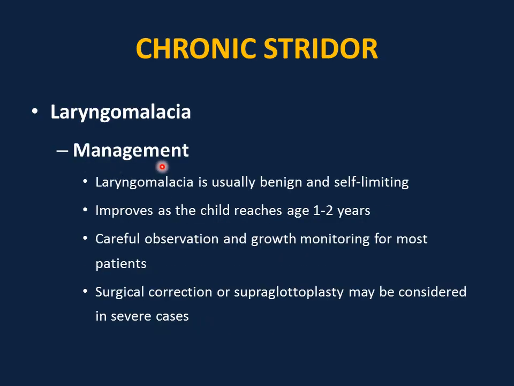Management of laryngomalacia. Laryngomalacia is usually benign and self-limiting, requiring only reassurance. It improves as the child gets older, between 1 to 2 years of age. But remember, you have to advise the parents that this condition in the beginning may get worse before it gets better. So they have to consider that. This is very important for teaching. Careful observation and growth monitoring for most of the patients, especially if it's associated with other anomalies. Surgical correction is only considered in severe cases.